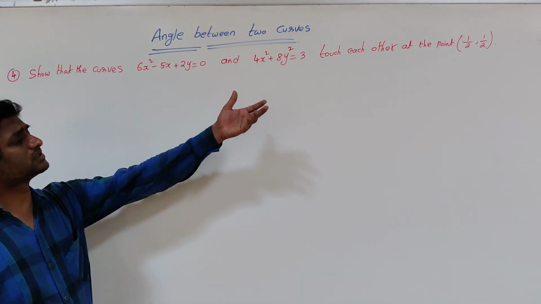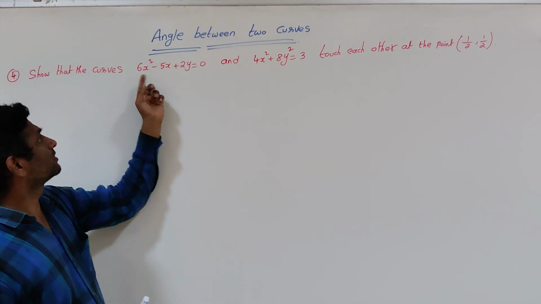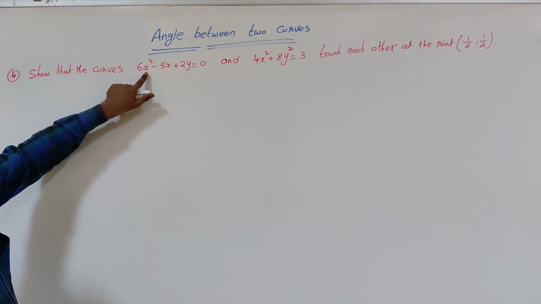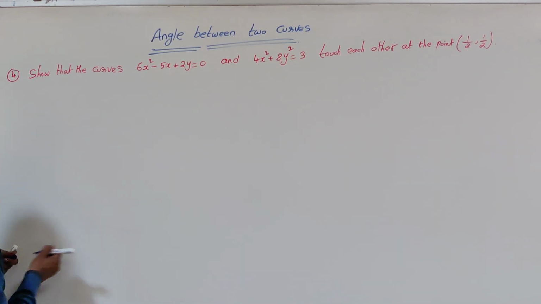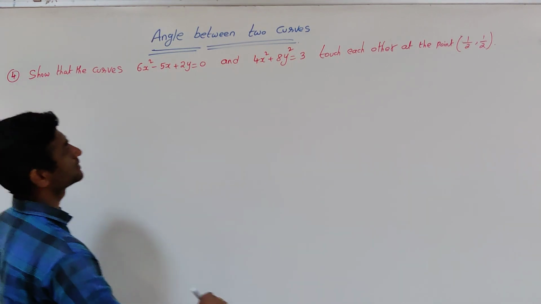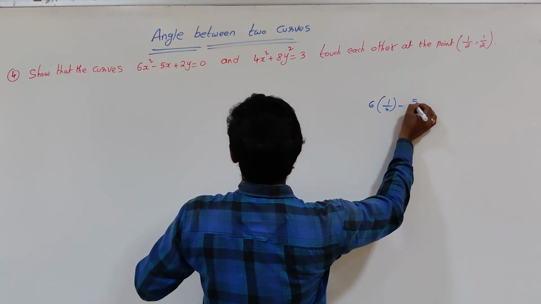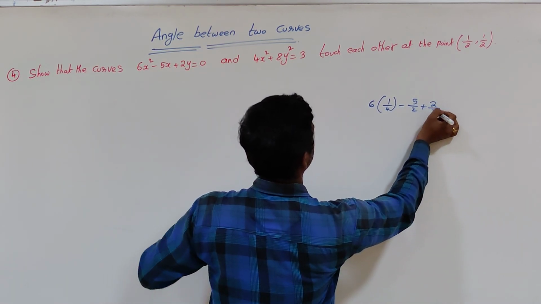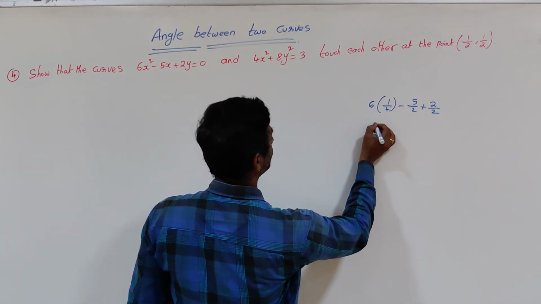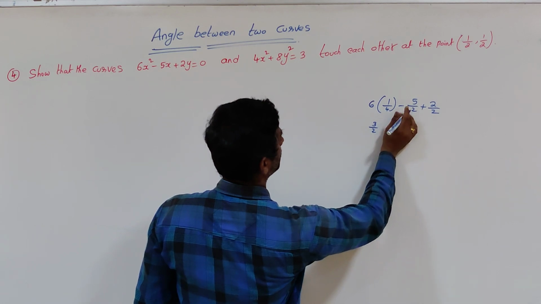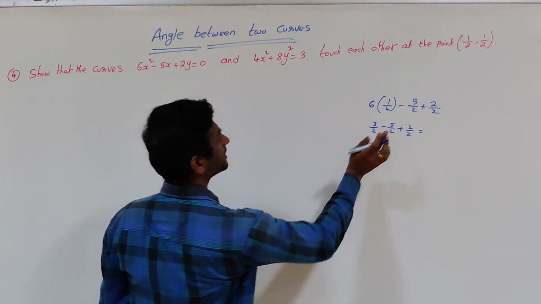So normally you can check whether 1 by 2 comma 1 by 2 satisfies the curve or not. So if you consider this one, 6 into x square, what is x? 1 by 2. So that is 6x square means 6 times of 1 by 4 minus 5 by 2 plus 2 by 2, as y is 1 by 2. You can check it. 6 by 4 means 3 by 2 minus 5 by 2 plus 2 by 2, which is 3 plus 2 minus 5 gives 0.